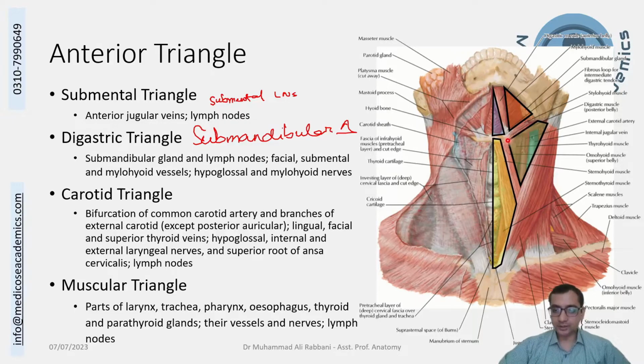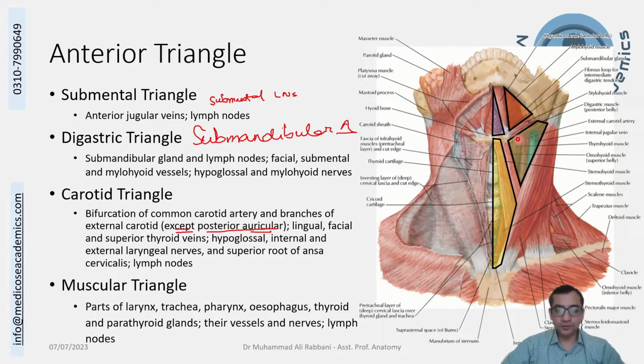Then there is the carotid triangle. If you don't think of anything else, just think of the contents of the carotid sheath, the carotid sheath itself and its contents. Common carotid artery, internal carotid artery, external carotid artery, and all of its branches. There are eight branches of the external carotid artery. One branch is excluded here. Just remember this name: all of the branches of the external carotid artery except posterior auricular.